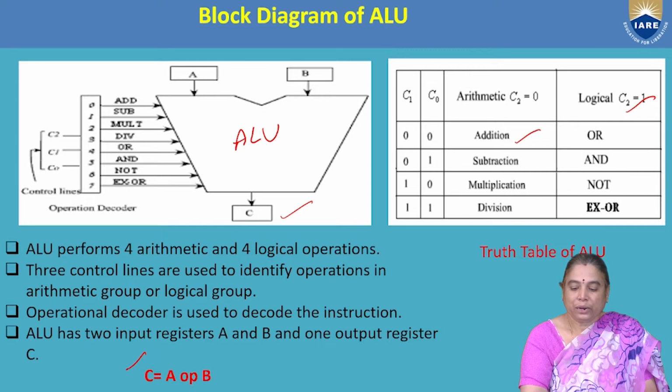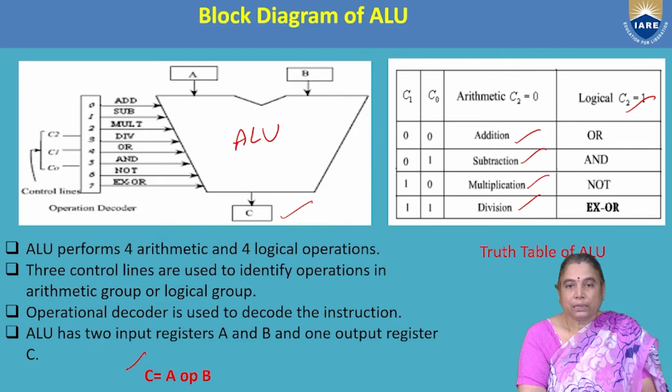When the control lines C0 and C1 are 1 0, then subtraction can be performed. Next, when C0 holds 0 and C1 holds 1, multiplication operation can be performed. When both inputs are 1 for C0 and C1, division operation can be performed. In this way, the basic arithmetic operations can be performed by the ALU.